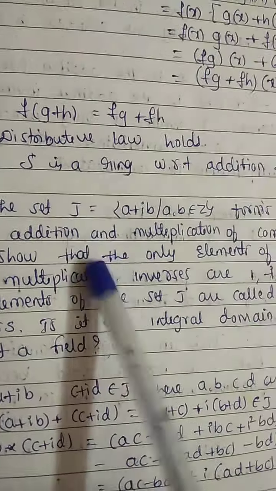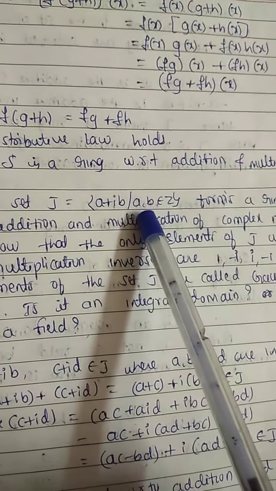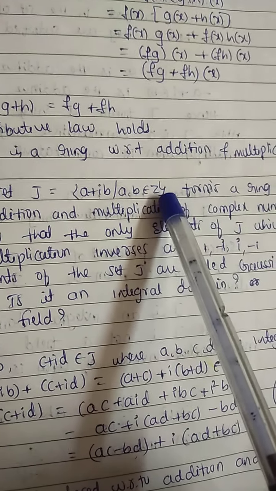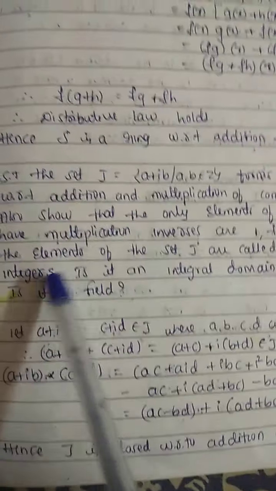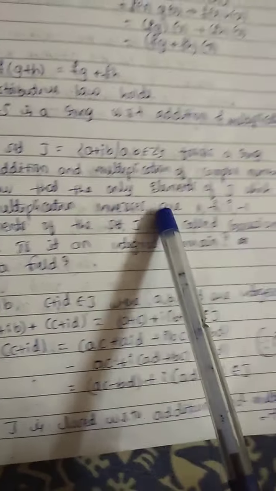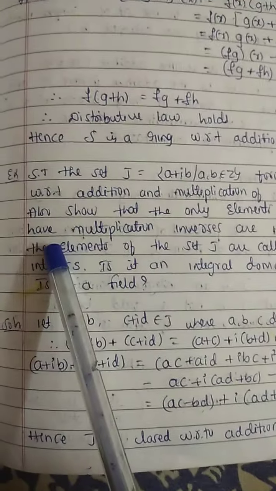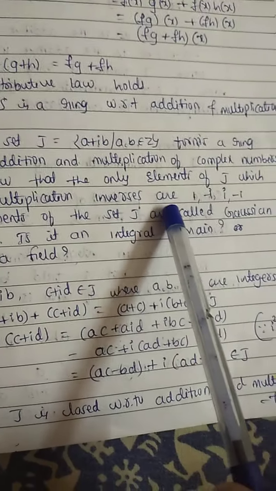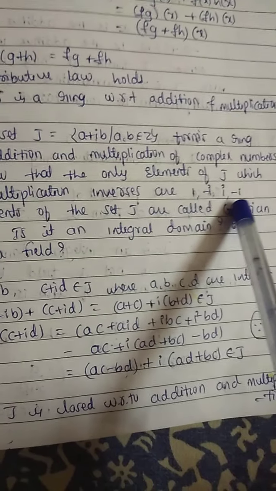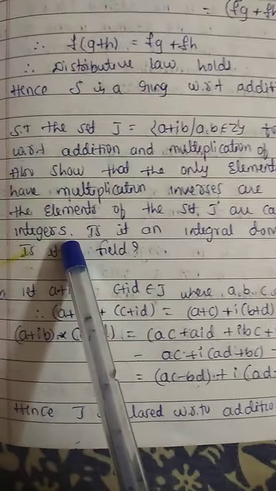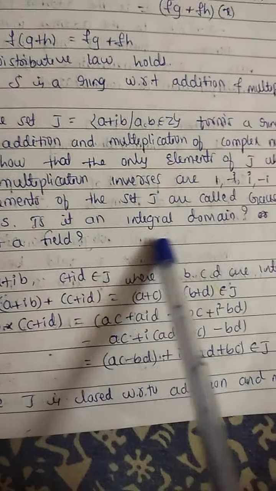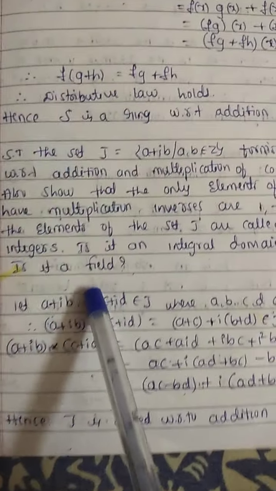Similarly, show that the set J equals the set of a plus ib such that a and b are integers belonging to Z forms a ring with respect to addition and multiplication of complex numbers. Also show that the only elements of J which have multiplicative inverses are 1, minus 1, i, minus i. The elements of the set J are called Gaussian integers. Is it an integral domain or is it a field?